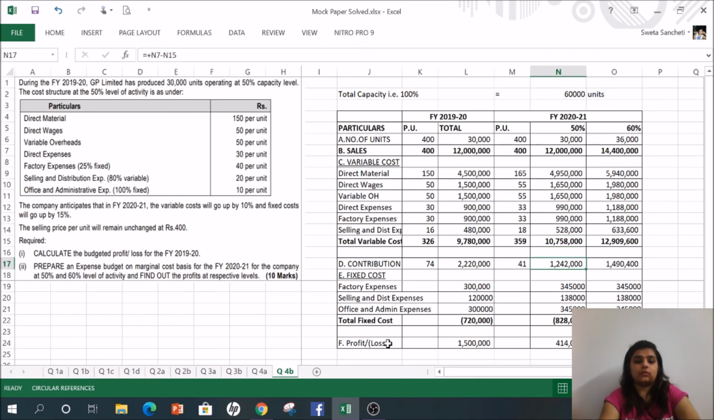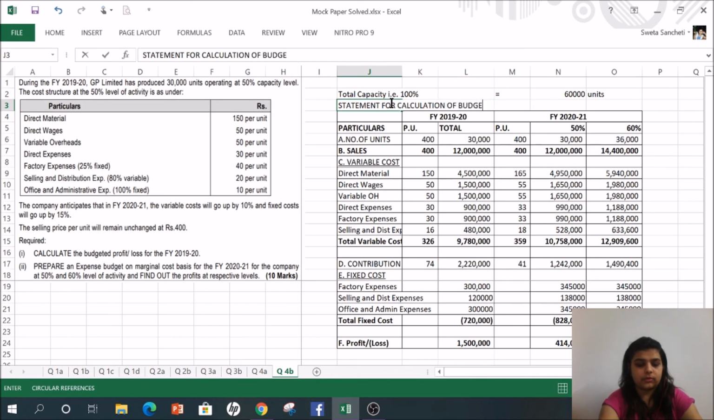Okay, so we have solved all the parts in one table itself. Let us give a good name to this table. The name we can give is statement for calculation of budgeted profit or loss for FY 2019-20 and FY 2021. This is our statement.